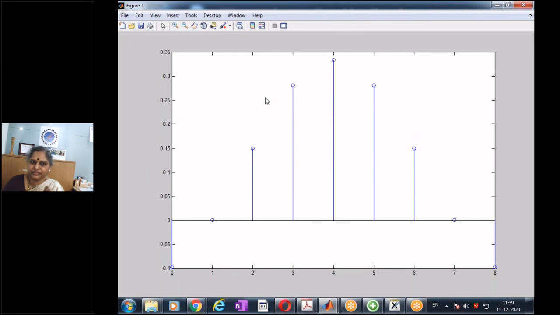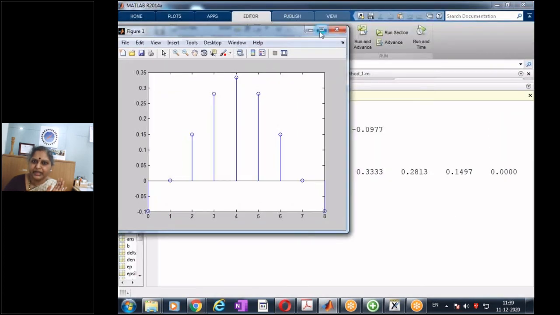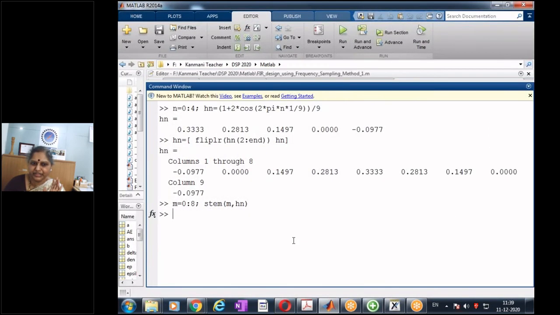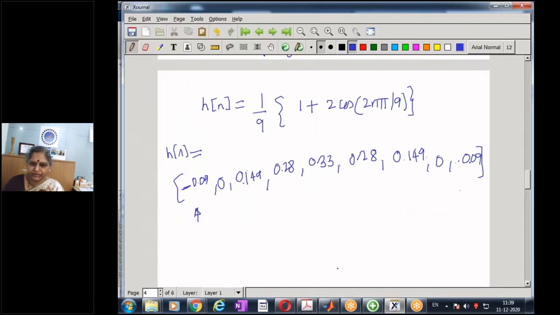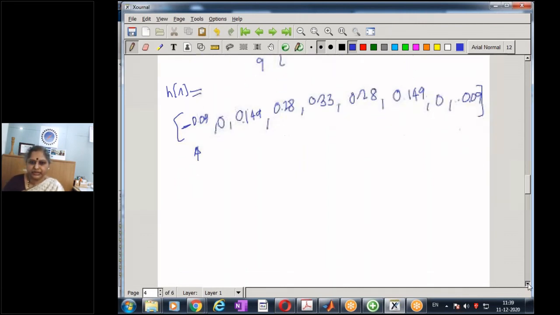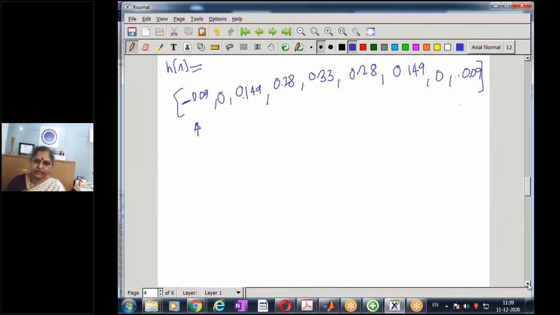So this is the impulse response of my design filter, having linear phase characteristic because the coefficients are symmetric, and the impulse response is of finite duration. And the method we have used is the frequency sampling method. So now once we design the filter, we always want to know how good is that design as compared to the given specifications. So now to verify the design, suppose we need to verify the design.